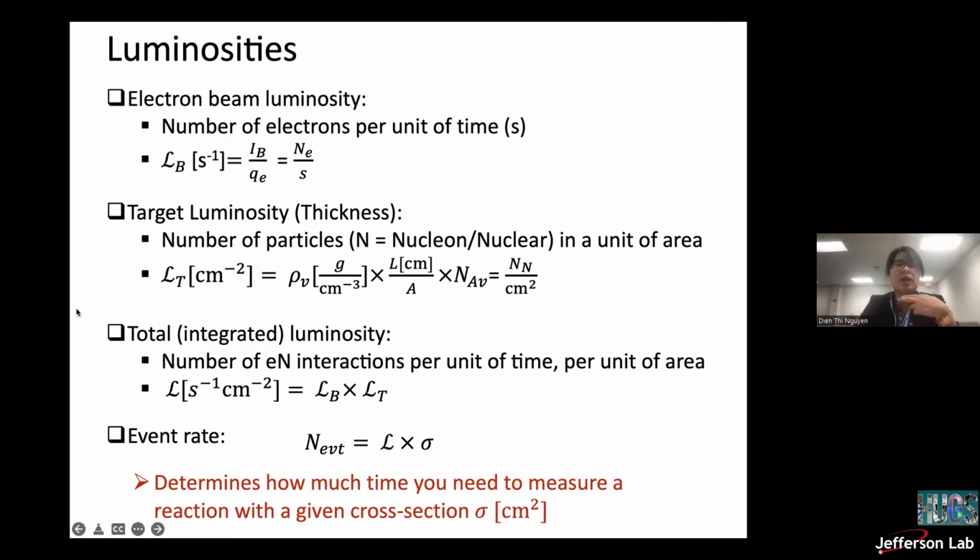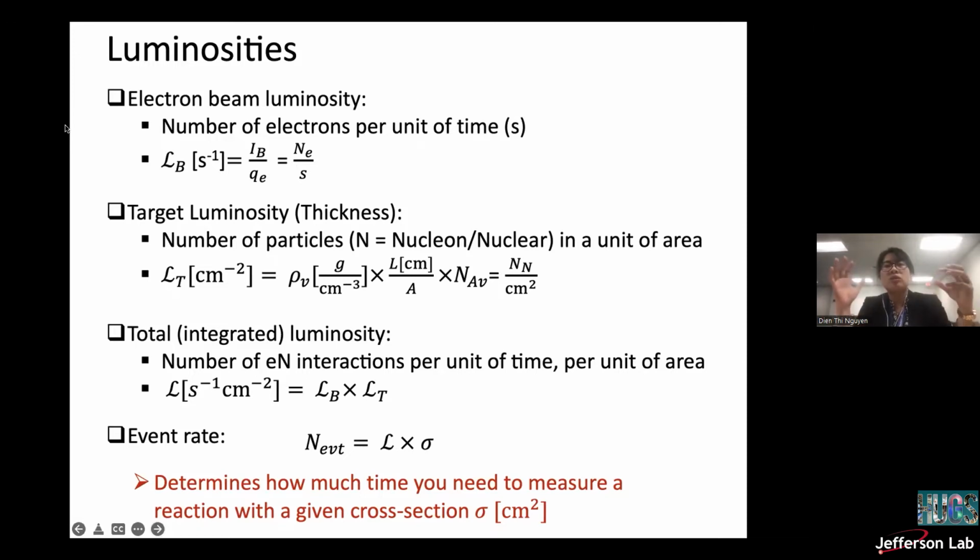From the current of the beam, you can convert it to the number of electrons per unit of time. So what I call the luminosity of the beam should have a unit of inverse second, right? To calculate that, you take the current of the beam and divide by the value of the electron charge. Then you can convert it to the number of electrons per unit of time. That is what you call the electron beam luminosity, and you can take that as LB.